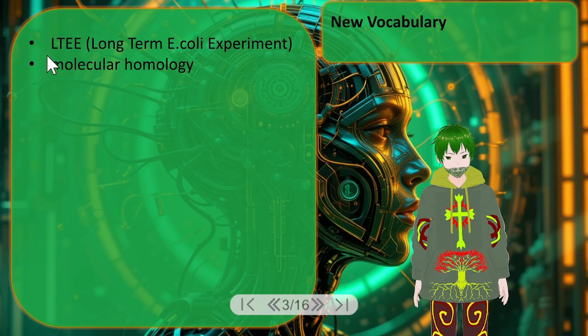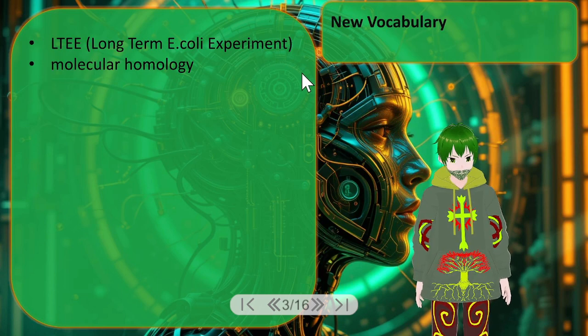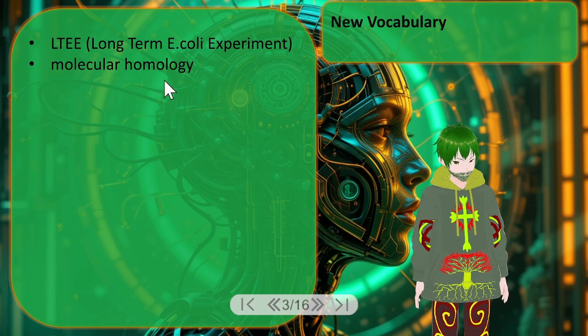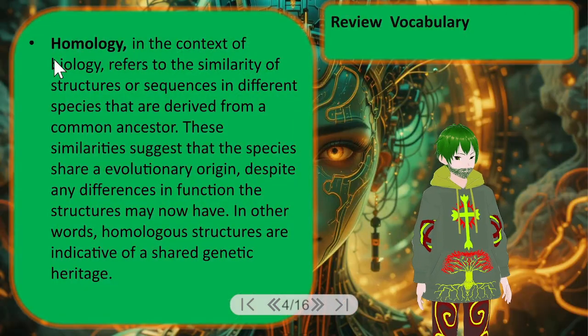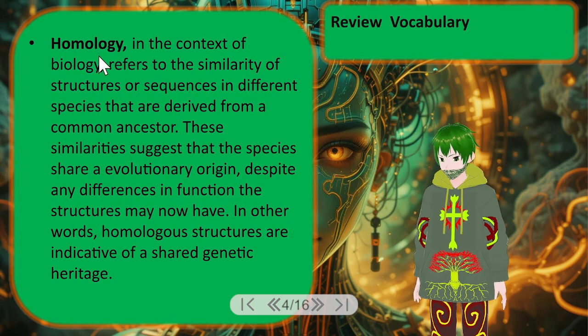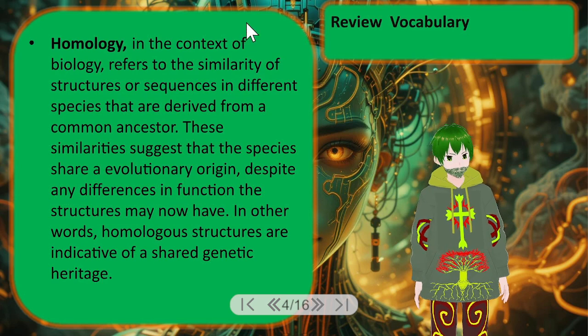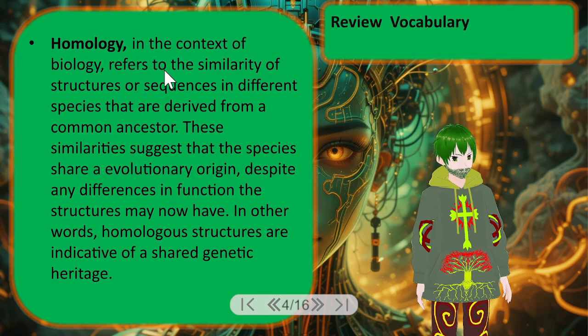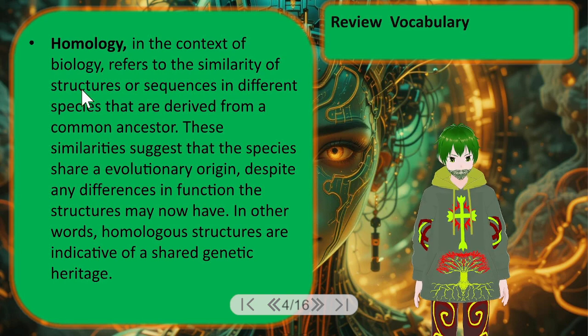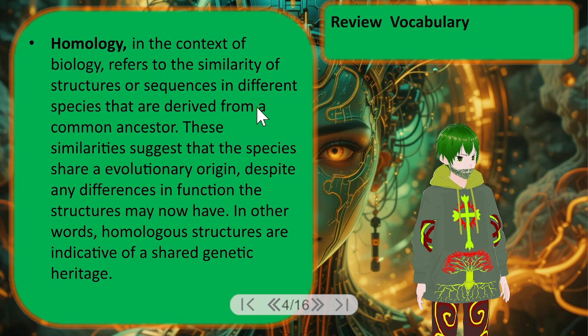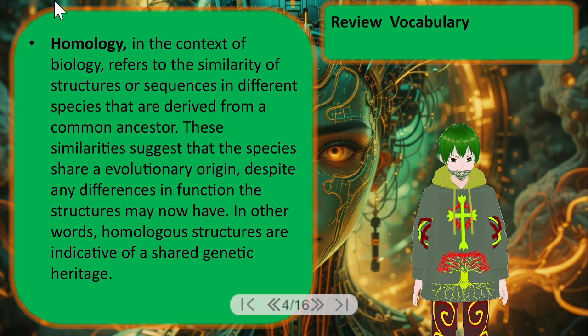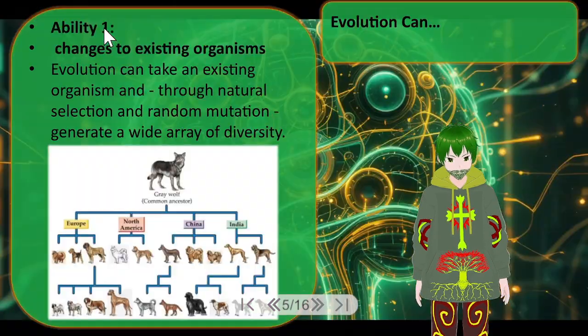The new vocabulary for today is LTEE, or long-term Escherichia coli experiment, or E. coli experiment, and molecular homology. So good stuff. Homology, hopefully you remember from a previous lesson on evolution, our last unit, in the context of biology, refers to the similarity of structures or sequences of DNA, RNA, etc., in species that are derived from a common ancestor. That would be a good definition of homology.